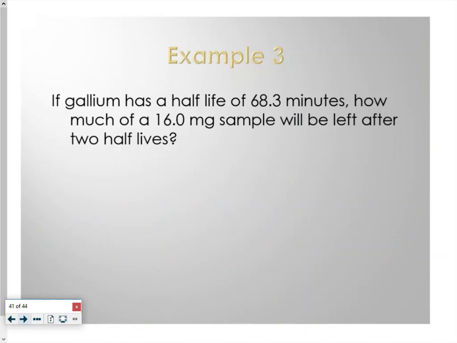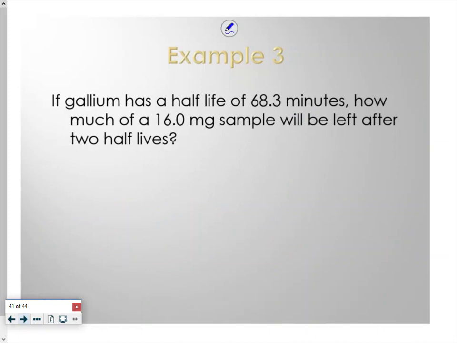Let's pay attention here. Gallium has a half-life of 68.3 minutes. How much of a 16 milligram sample will be left after 2 half-lives? Any ideas about the most efficient way to work this one? We know 2 half-lives, so we could use the formula. Since we know the number of half-lives, it's very simple. We can use the formula.